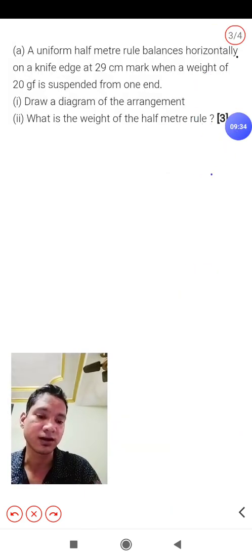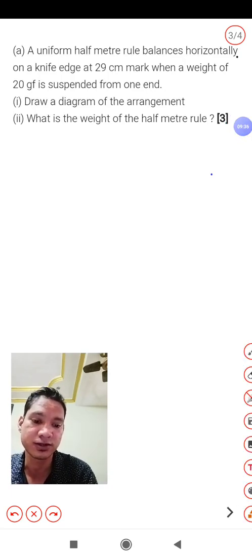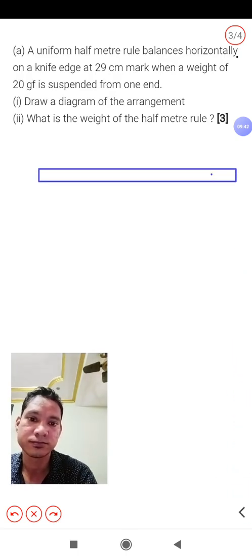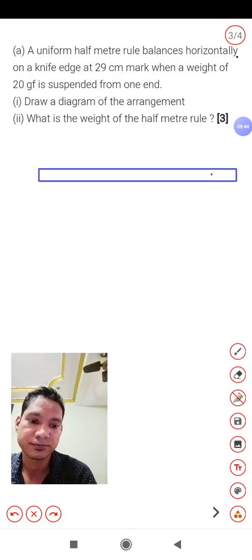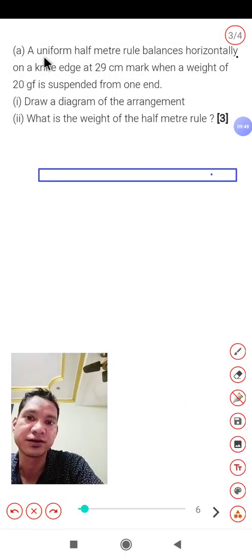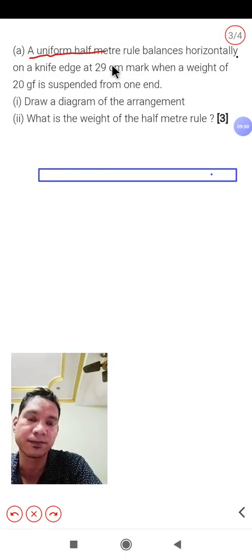Check this one. I'll call it type 2 because here we need to calculate the weight of the rod. So let me draw a rod here. Okay, check this one. Half meter rule. Again, this is related to half meter rule. This numerical was asked in 2018, I think. Yeah, in 2018 ICSE, you can check it.